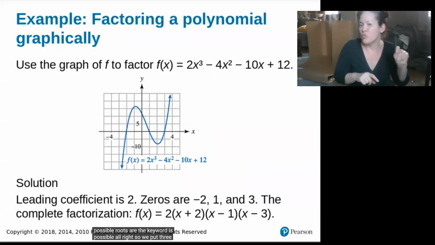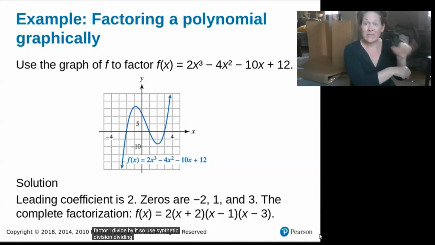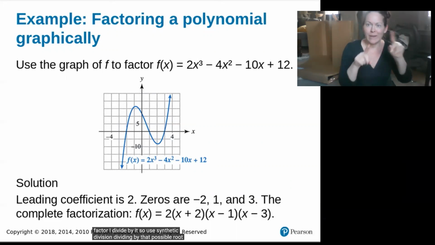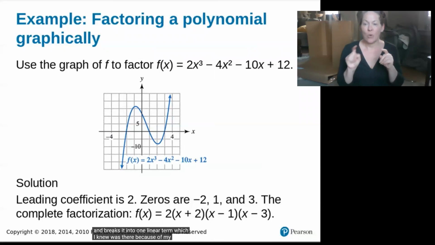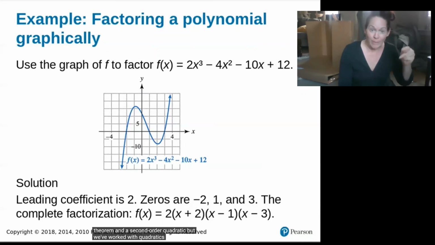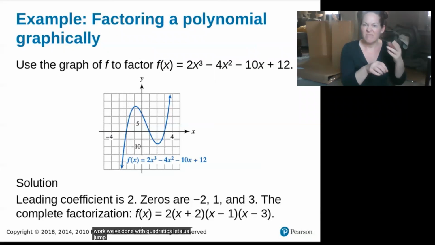All right, so we put 3 in. Hey, it is a factor. Well, knowing it's a factor, I divide by it. So I use synthetic division, dividing by that possible root. And it takes my third order polynomial and breaks it into one linear term, which I knew was there because of my remainder theorem, and a second order quadratic. But we've worked with quadratics. And so the work we've done with quadratics lets us jump this last step.